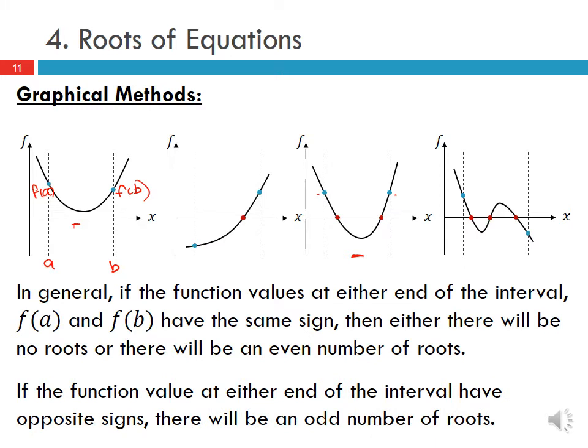If the function values at either end of the interval have opposite signs, like this one and this one, then there will be an odd number of roots. You can see here f of a is negative and f of b is positive, and there's 1 root in between, or in this case 3 roots in between, or there could be 5 or 7, etc.